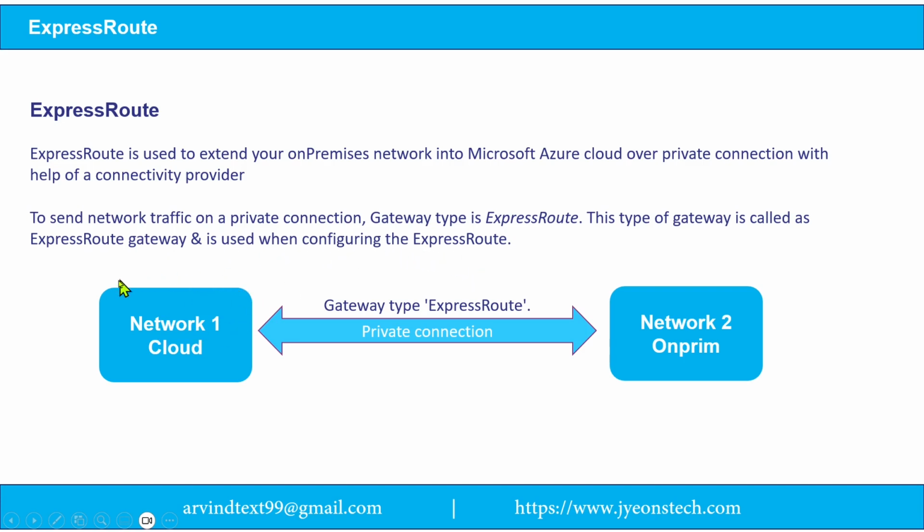For example, this is a cloud network, the Microsoft cloud network, and this is an on-prem network. The connectivity is established by a private connection, and using the ExpressRoute gateway the connection is established between the networks. Basically, ExpressRoute is used to extend your on-premises network into the Azure cloud. It is an extension of the on-premises network over a cloud.